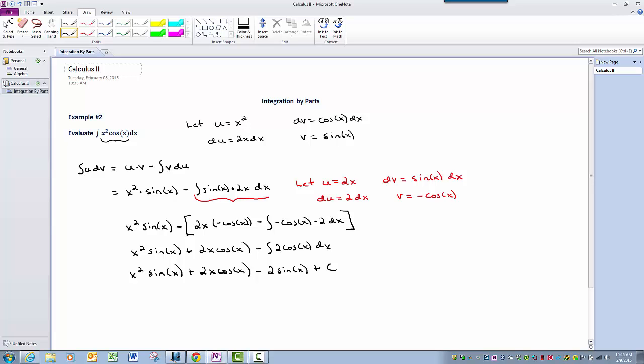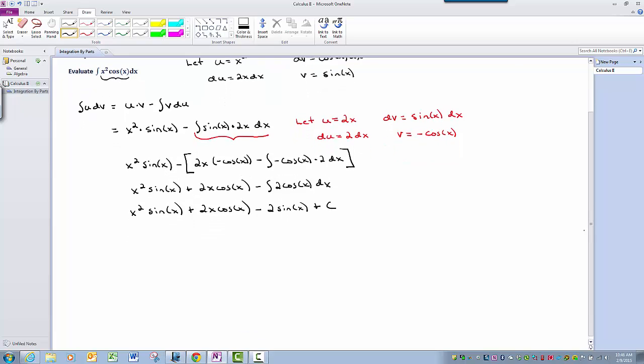Now let's go ahead and check to make sure that this is correct. So I'll do that here in blue. So we want to differentiate this. So what I want is d/dx of this. So I need to differentiate each one of these. I can distribute that in, think about differentiating each of these separately.